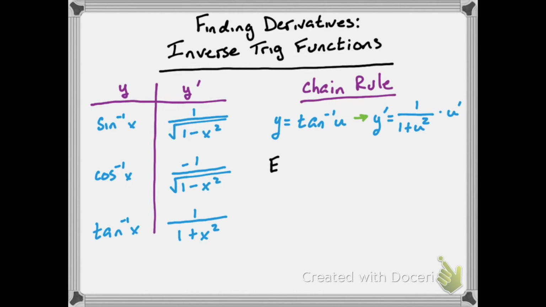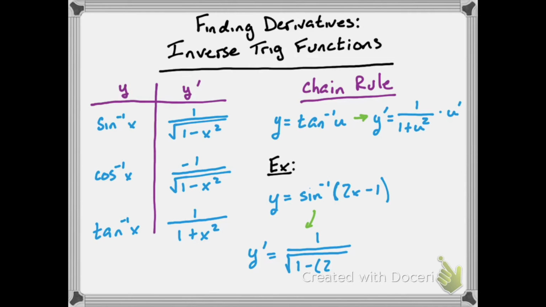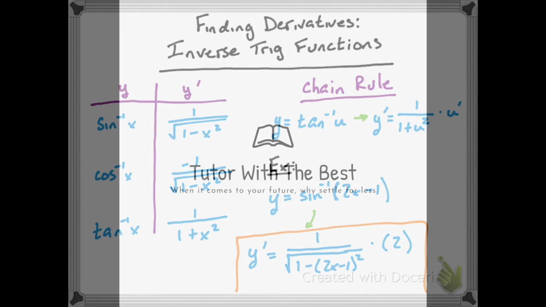Here's another example with a real function inside. Let's say we have sine inverse of 2x minus 1. So certainly chain rule, the 2x minus 1 is the inside function. So if we take the derivative of the outer function, we'll have 1 over root 1 minus (2x minus 1) squared. We'll finish up the chain rule by multiplying by the derivative of the inside function, which would just be 2.